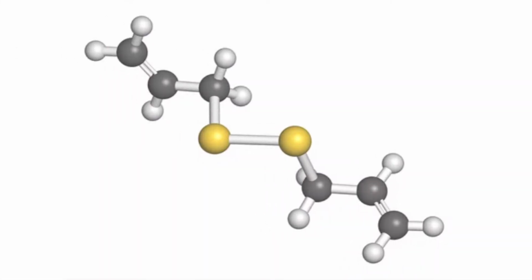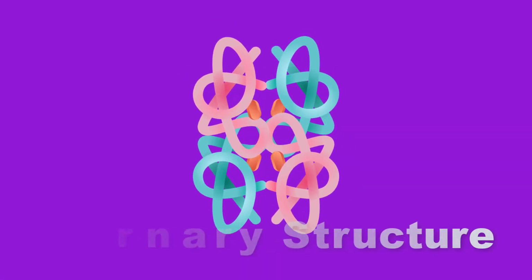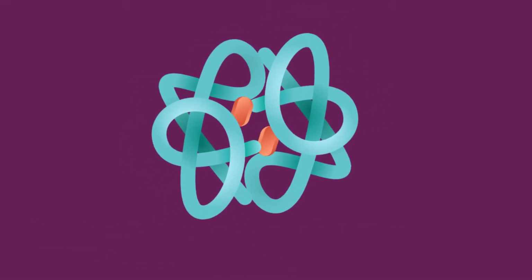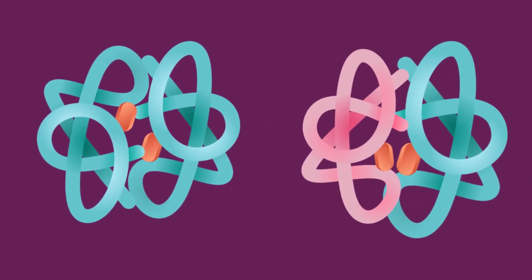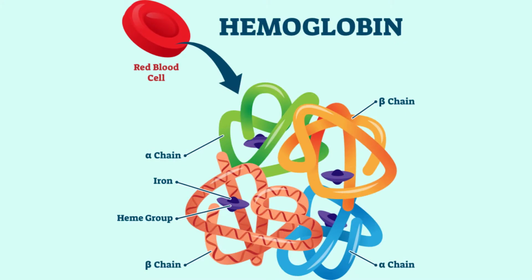A disulfide bond is a covalent bond between sulfur atoms in a polypeptide. Often, 2 or more separate polypeptides bond to form an even larger protein with quaternary structure. The polypeptide subunits forming a quaternary structure may be identical or different. For instance, hemoglobin, which is the protein found in red blood cells, is composed of 4 tertiary polypeptides. 2 of these are called alpha chains, and the other 2 are called beta chains.